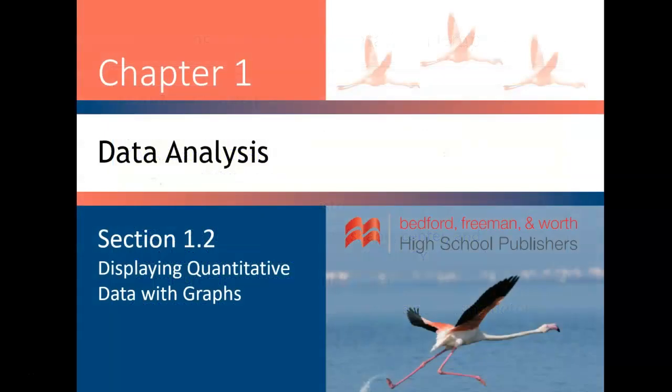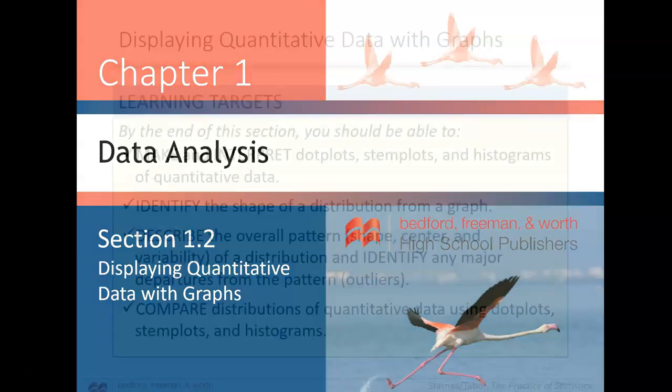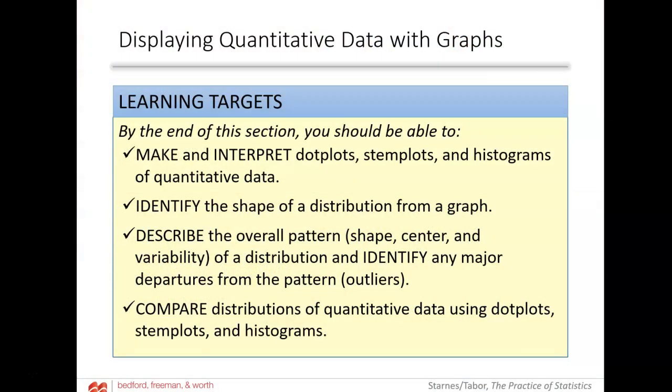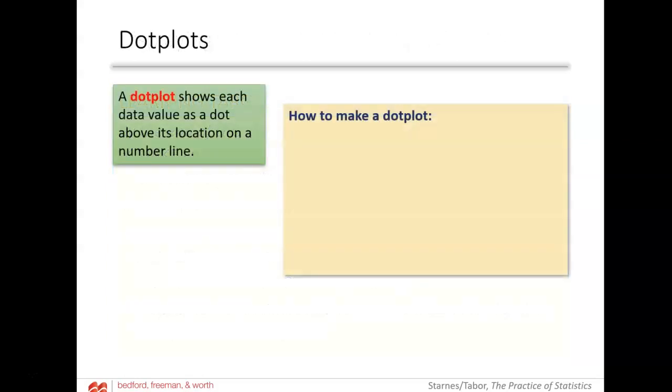All right, so I skipped over the title. In 1.2, we're going to be displaying quantitative data with graphs. So we're going to show you different styles of graphs. And notice that the description here is this is quantitative data as opposed to categorical data, which is what we saw before. So just to remind you, quantitative data meant it was dealing with numbers.